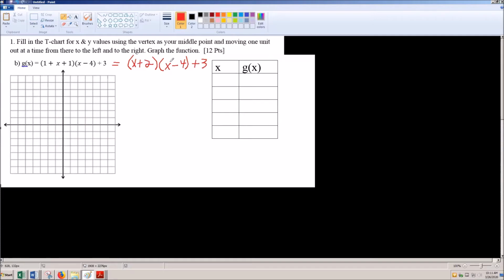Is this in intercept form? No, it is not, right? I've got this plus 3 hanging out on the outside here.